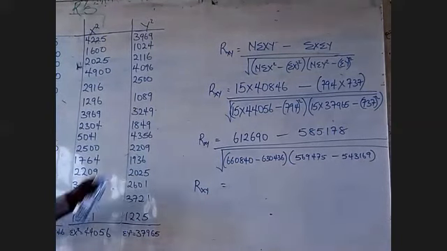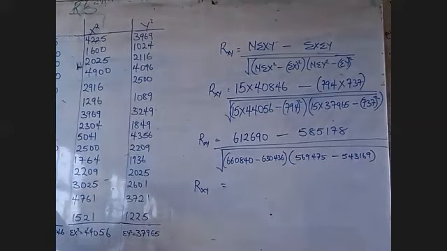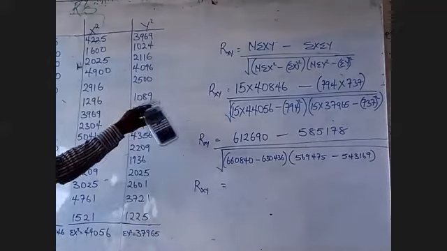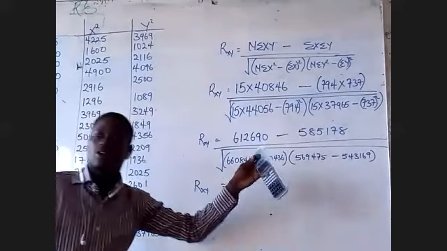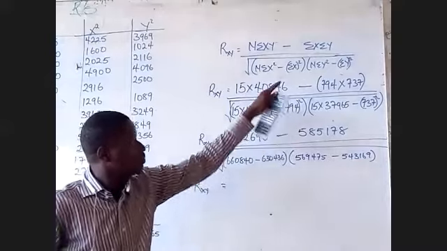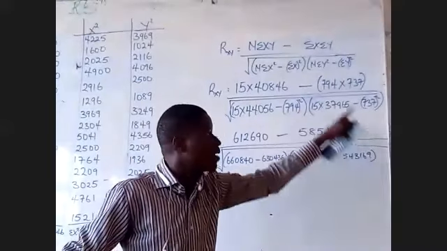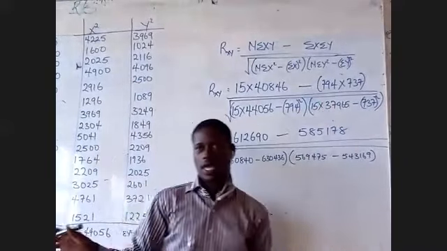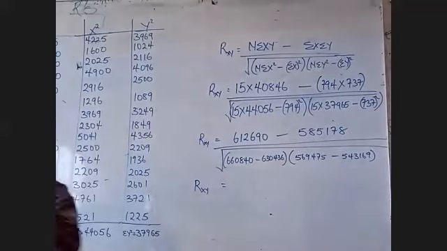That's why when I'm saying it, I'm always saying all square. N summation x square minus summation x all square. Do you get that now? Bracket N summation y square minus summation y all square. Yeah, it's only y.